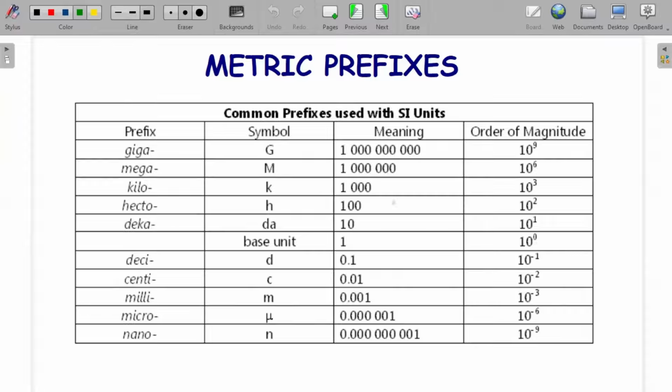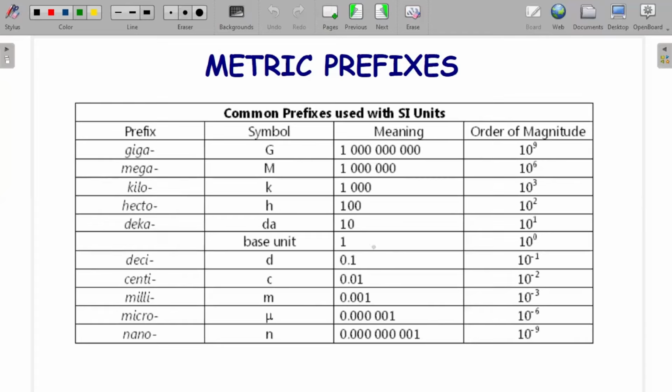If you have hecto, that means you have a 10 to the power 2. If you have a deca, that means you have 10 to the power 1, which means you're just multiplying it by 10. Then you have a base unit here, which is just a unit itself. If it's a meter, that means you have 1 meter. If it's a second, that means you have 1 second. If it's a Kelvin, that means you have 1 Kelvin. That is where we have our base unit here.